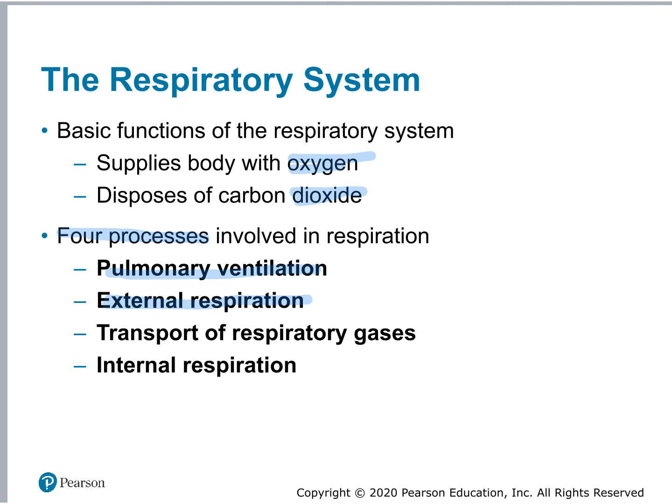And then we have the transport of the respiratory gases. That's going to be using the cardiovascular system. The red blood cell carries the gas. The hemoglobin of the red blood cell is going to bind to oxygen or carbon dioxide. So it's going to transport the oxygen to the tissues, and then we have internal respiration. Internal respiration is an exchange of gas between the systemic capillaries and the surrounding tissues. Oxygen will leave the systemic circulation, carbon dioxide will go into the systemic circulation.